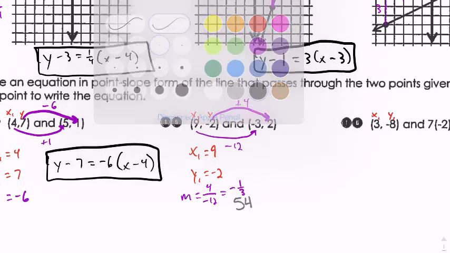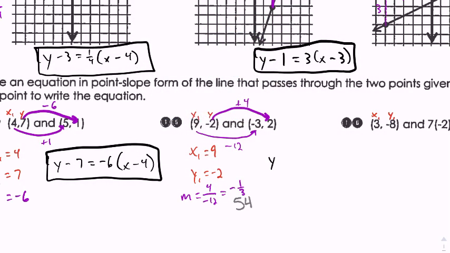Now we put things into our formula. Y minus y1, which is negative 2, equals our slope negative 1/3 times x minus x1, which is 9. Now if you look, we have ourselves a double negative right there. So this becomes y plus 2 equals negative 1/3 times x minus 9. And that's our equation.